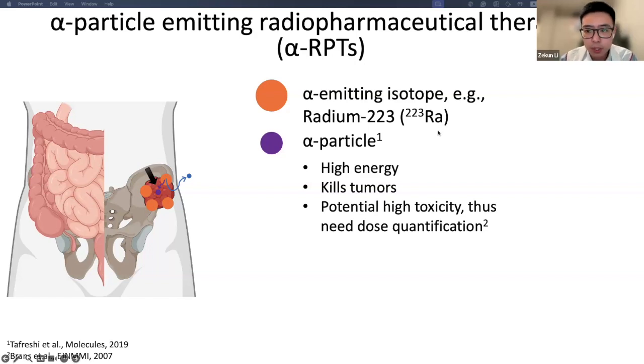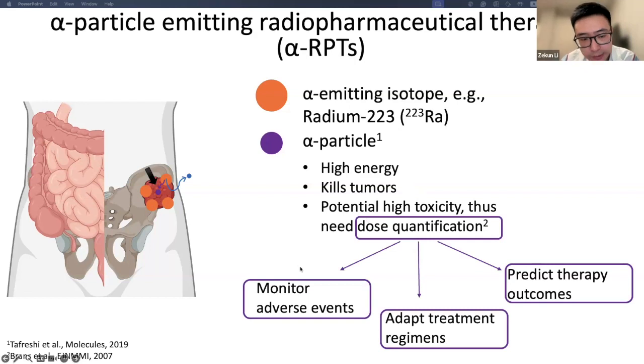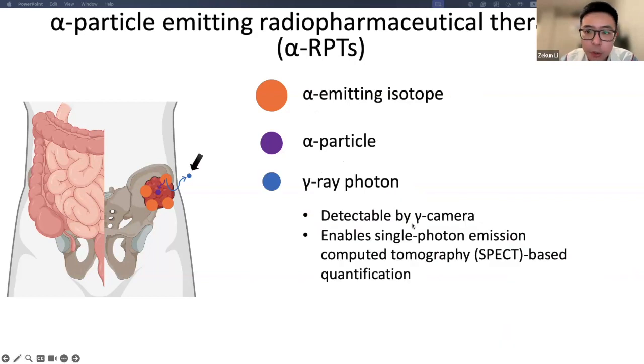These therapies make use of alpha particle emitting isotopes, for example, radium-223, to effectively ablate the tumor. But at the same time, the emitted alpha particles also have potential high normal tissue toxicity. It is important to perform the dose quantifications to monitor the adverse event, adapt treatment regimes, and predict therapy outcomes. Fortunately, those isotopes also emit gamma ray photons. Thus, it enables SPECT-based dose quantifications.